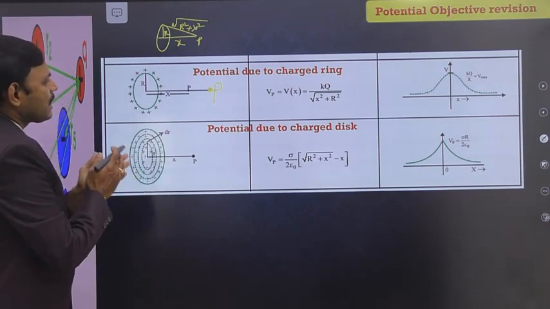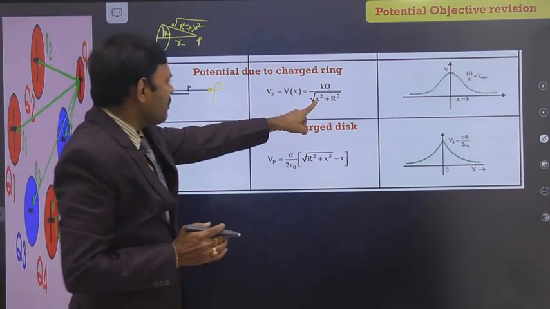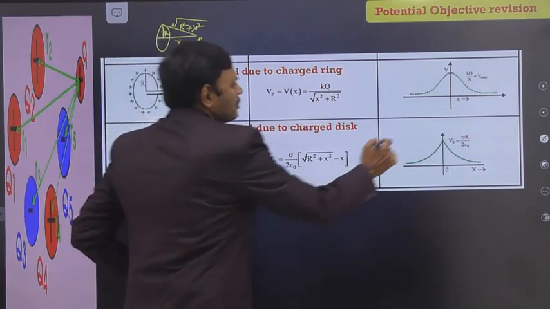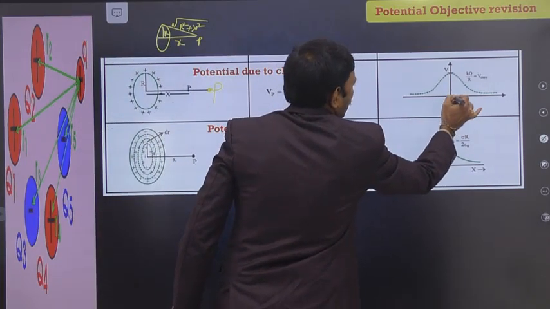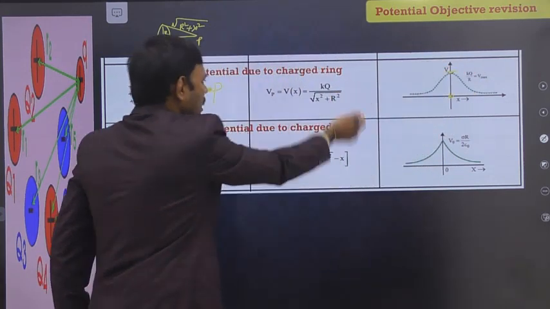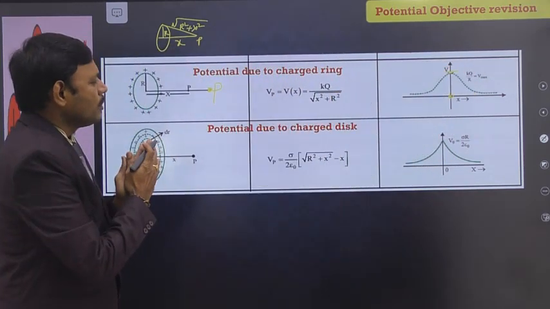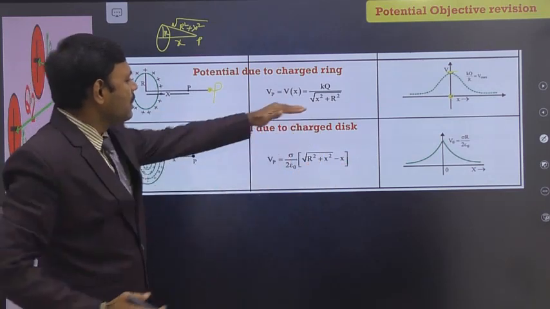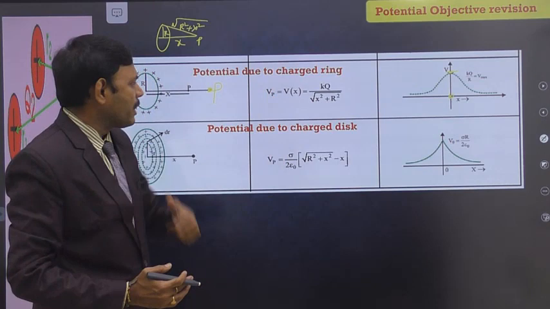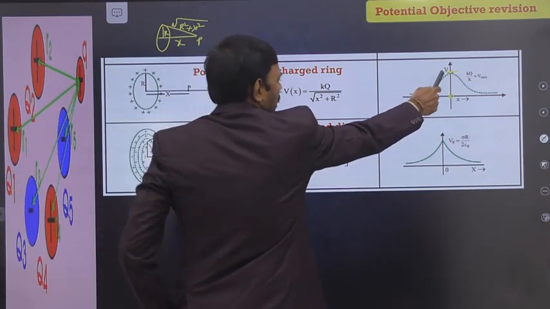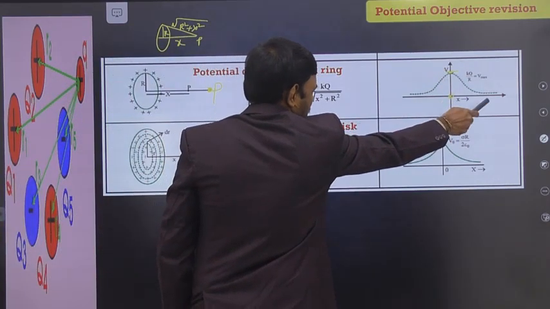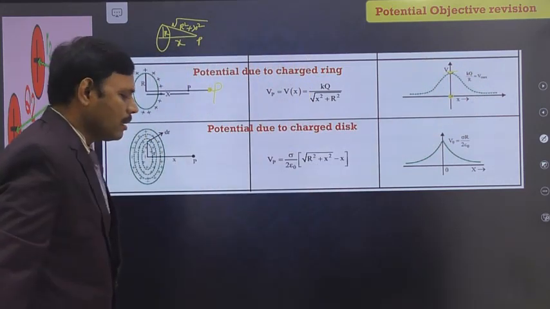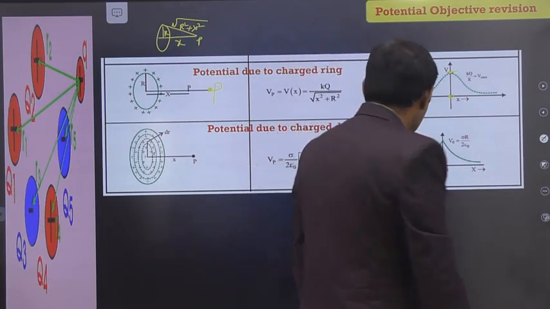At x equal to 0, the denominator has the least value, and the potential is kq by r. So at x equal to 0, the potential is maximum, numerically kq by r. When you move either towards the right side or the left side of the ring, x goes on increasing, the denominator increases and the potential decreases. Hence the shape of the graph, with potential on the y-axis and distance from the center of the ring on the x-axis, is as shown here.